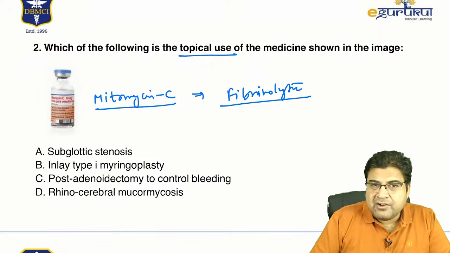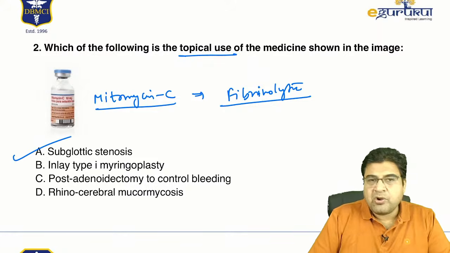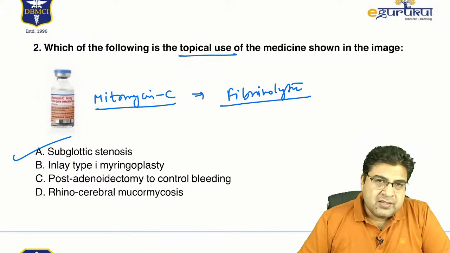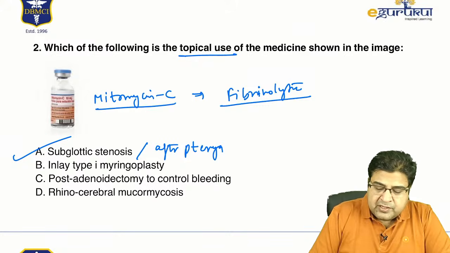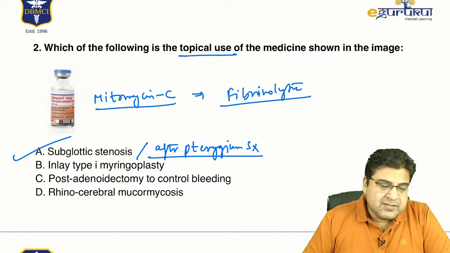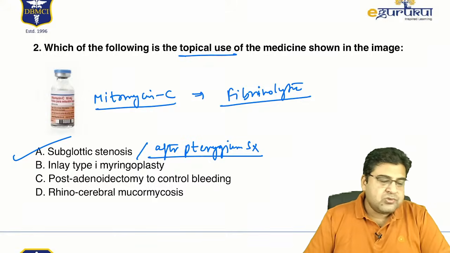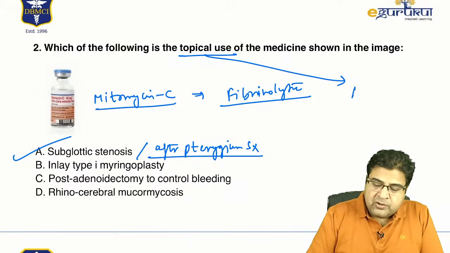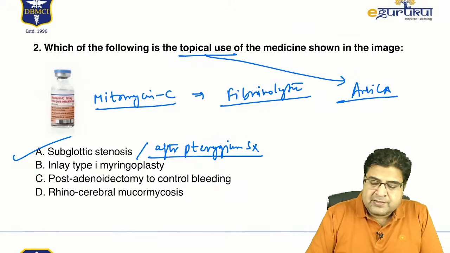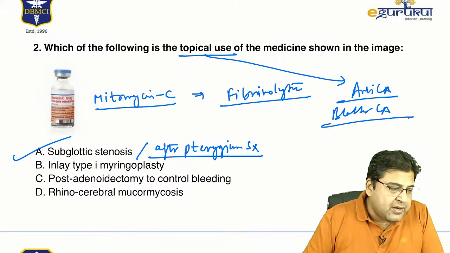Now here, which is a tracheobronchial stenosis? The answer is subglottic stenosis. So this medicine is given for subglottic stenosis. Now this medicine is also given after pterygium surgery in eyes. And guys, for the topical use, I can also give this medicine as an anti-cancer drug for bladder carcinoma.